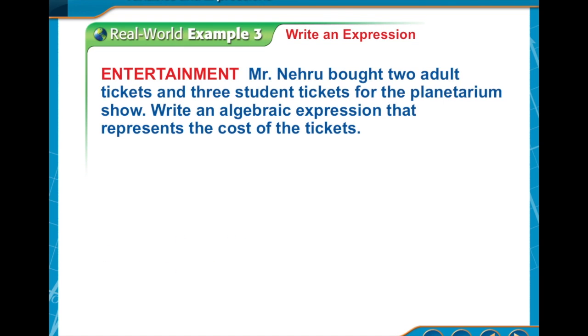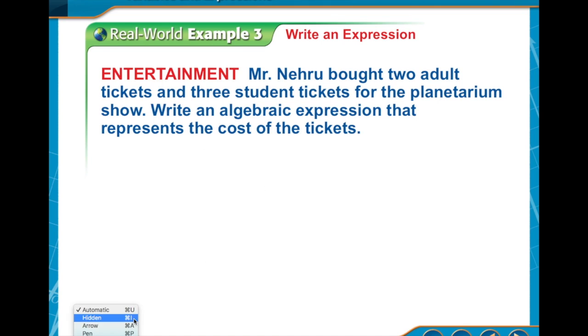So moving forward, we have a real world example. This is just example 3 since there's no A, B, or C designation. So we have a word problem. A lot of these real world problems you're going to see are going to be paragraphs that we have to read. So Mr. Nehru bought 2 adult tickets and 3 student tickets for the planetarium show. So right away I see 2 adult tickets, 3 student tickets. Those numbers are going to be important. We want to write an algebraic expression that represents the cost of the tickets. So we're given a bunch of words. We need to write some kind of algebraic expression that tells us the cost of the tickets.